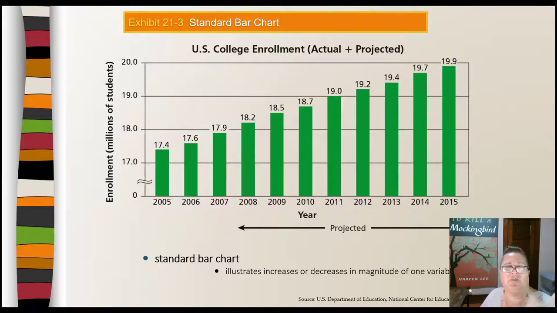So if we had to project what the college enrollment would be for next year, we would look at the last few years and see if it's increasing or decreasing. A bar chart is a nice way to determine that. You can see clearly that the enrollment has been increasing over time. But for each year, we're only quantifying one thing, and that's the college enrollment.